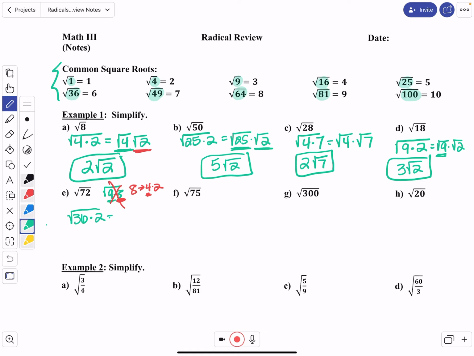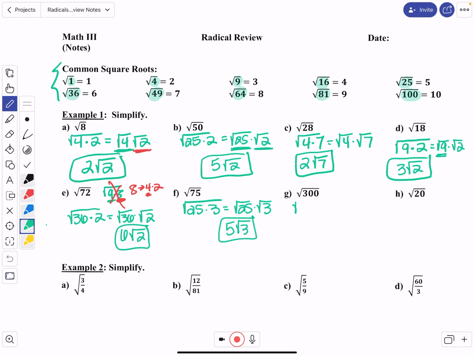Okay, so if we finish this one, the square root of 36, square root of 2, and then the square root of 36 is 6, and we leave 2 in the radical. All right, then we get to the square root of 75. So that will be 25 and 3. So square root of 25 times square root of 3, and then the square root of 25 is 5, and then we keep 3 in the radical.